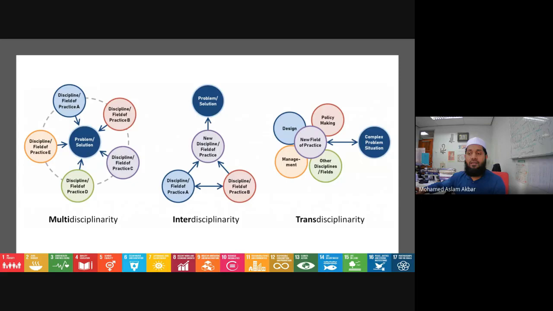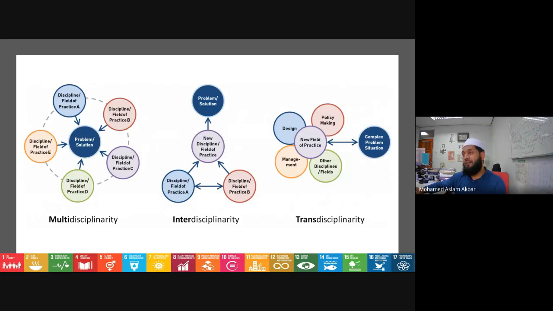But if you see here in the second picture, we call it interdisciplinary. Here you have field A, field B, field C, forming together, and then they are looking into the problem or bringing the solution. And then the transdisciplinary is even better. Here they all come together, what we call the quadruple helix. Later we will discuss it. You have design, policy making, management, and other discipline fields. This will create a new field of practice, and then it goes back to the complex problem situation. So this is what we call transdisciplinary.